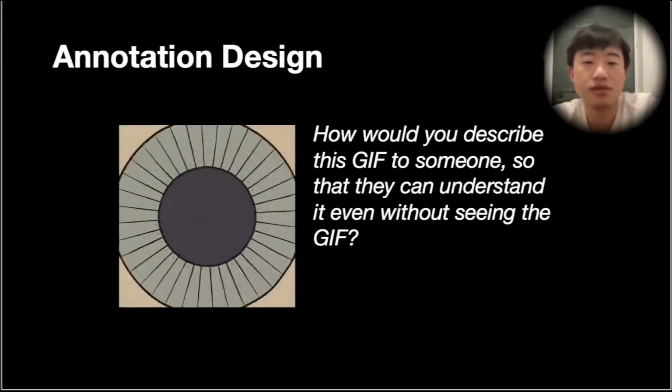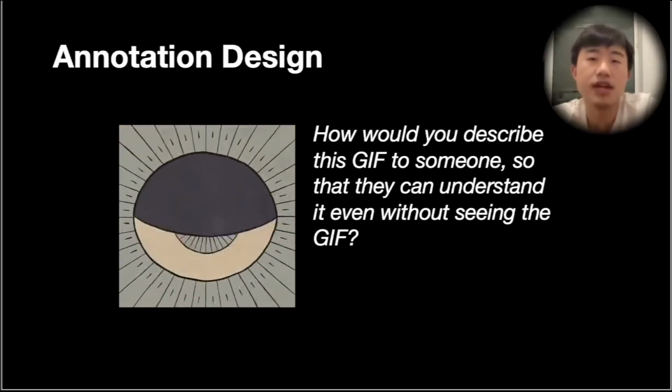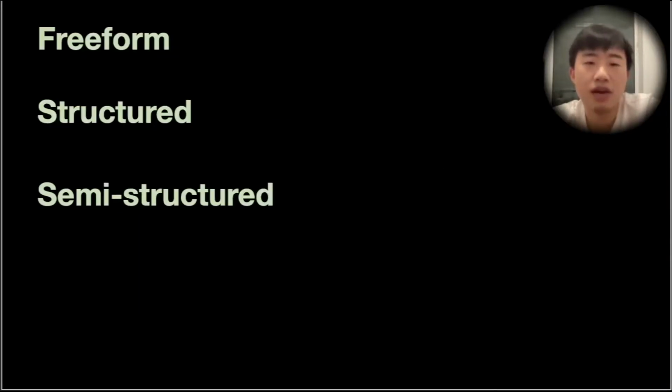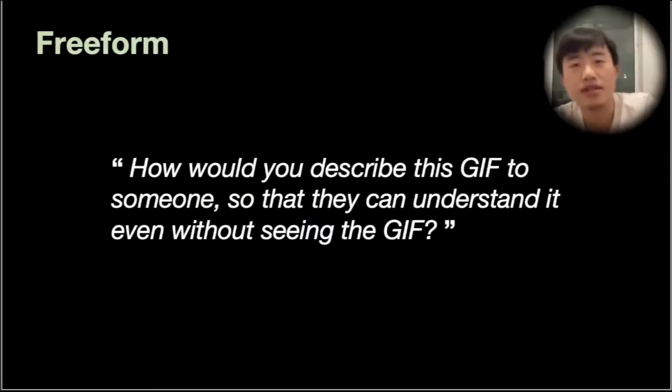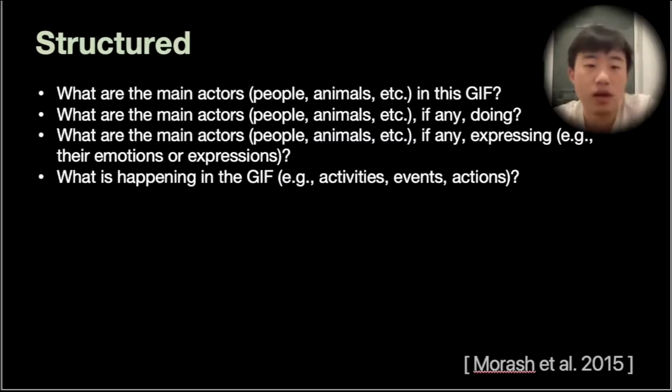One challenging issue for crowdsourcing annotation is to gain high-quality annotations. To ensure high-quality annotation, we need to design a good instruction task. We explored 3 instruction styles: freeform, structured, and semi-structured. For freeform, it's the same as a base instruction, where the crowd workers will freely compose their annotations. For structured, we derive several important points for a GIF annotation and let the crowd workers fill each point with a structured answer. We then concatenate those answers.